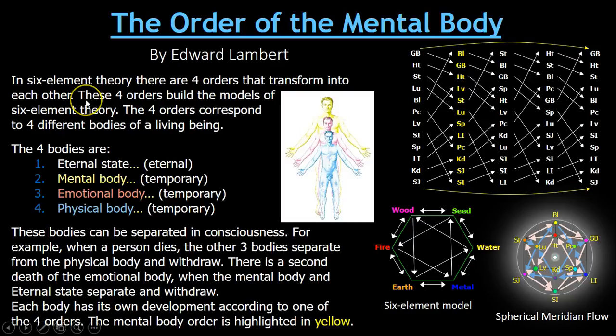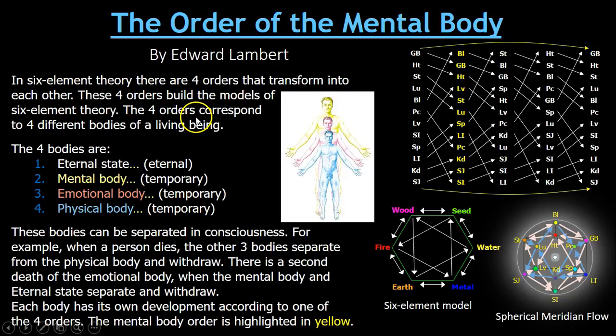Now, these 4 orders build the models of 6-element theory. So all of the transformations in these 4 orders distill down into the 2-dimensional model of 6-element theory. And all the transformations also distill down into this 3-dimensional model of the spherical meridian flow. So what are these 4 orders?